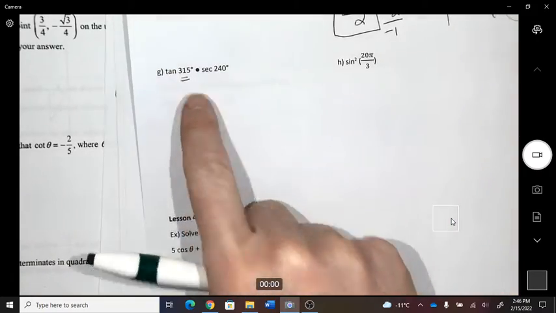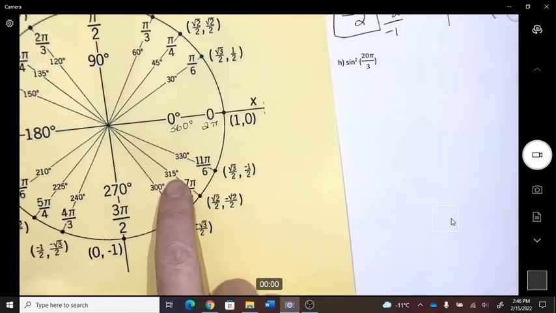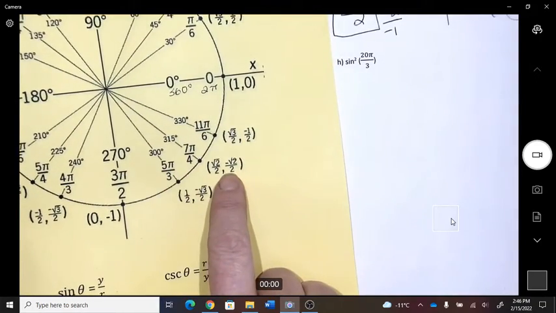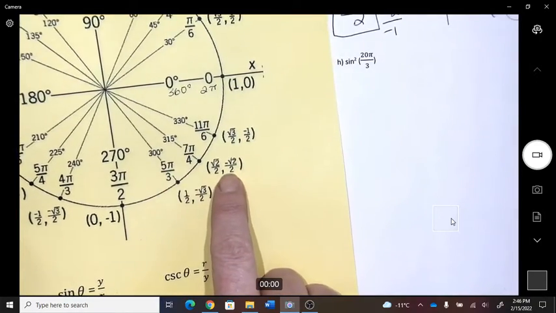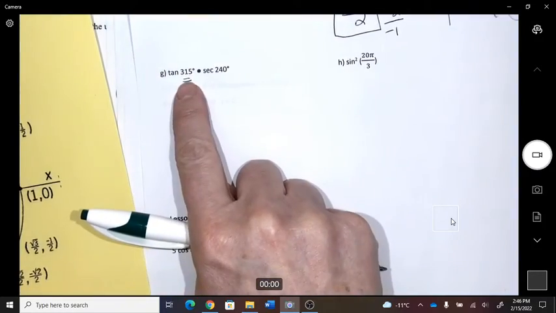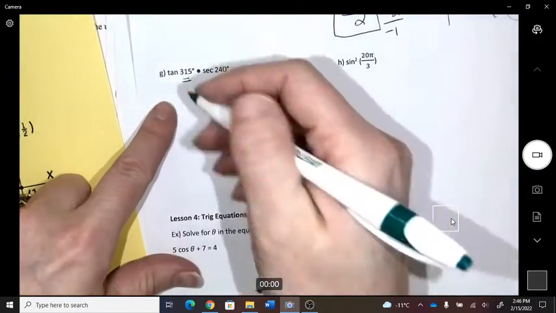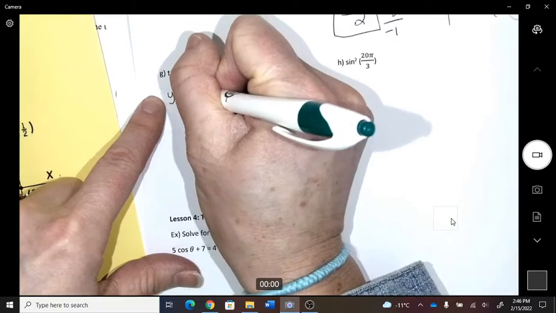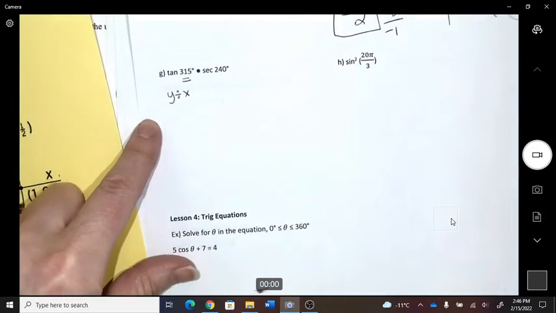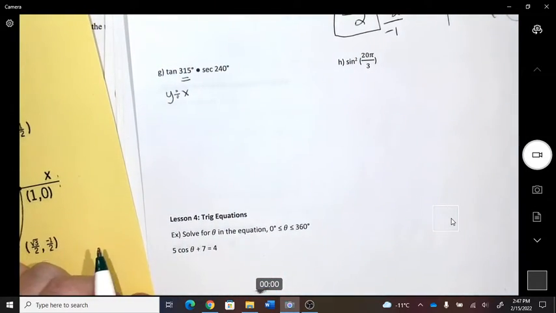So 315, where do you land? Can you find your landing spot? Here's the coordinate. What should I do with a tangent? I should do a y divided by an x, right? I can't do the r, it doesn't matter, I can't do that on this one.